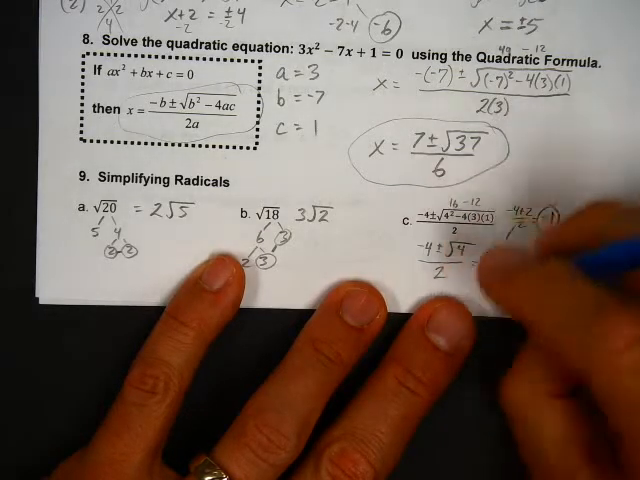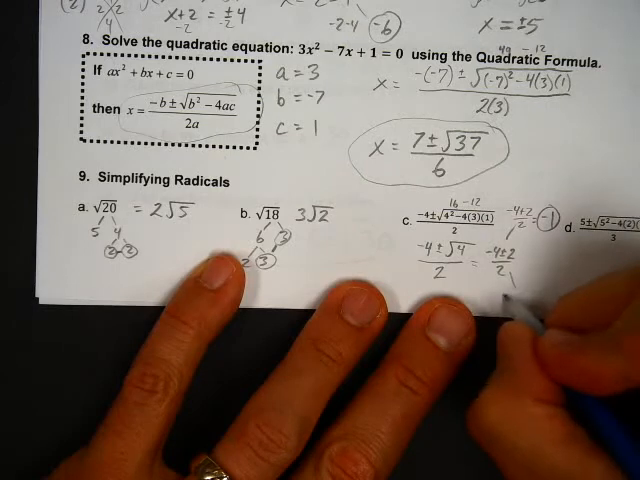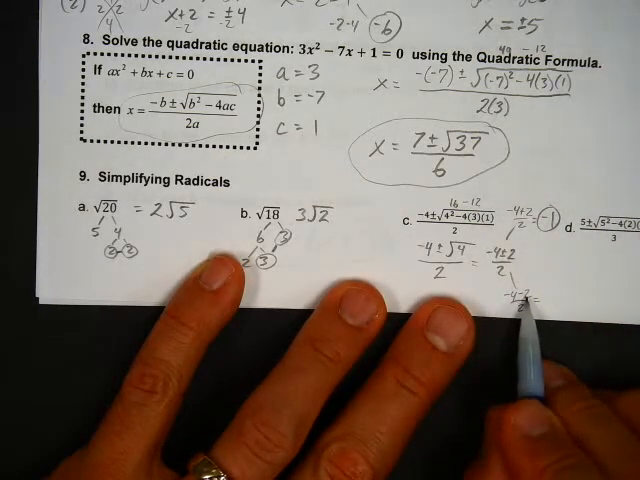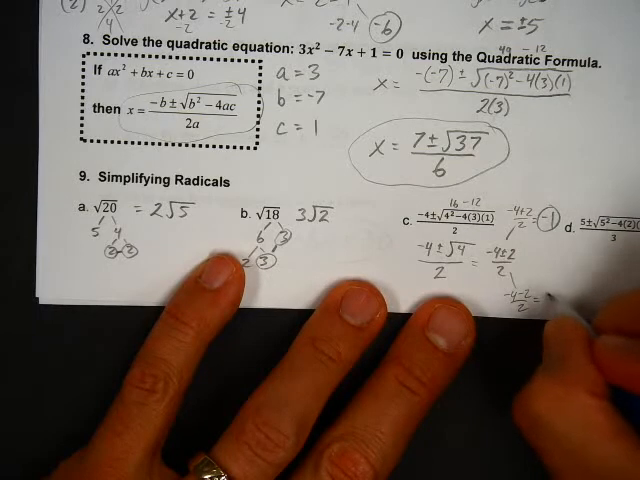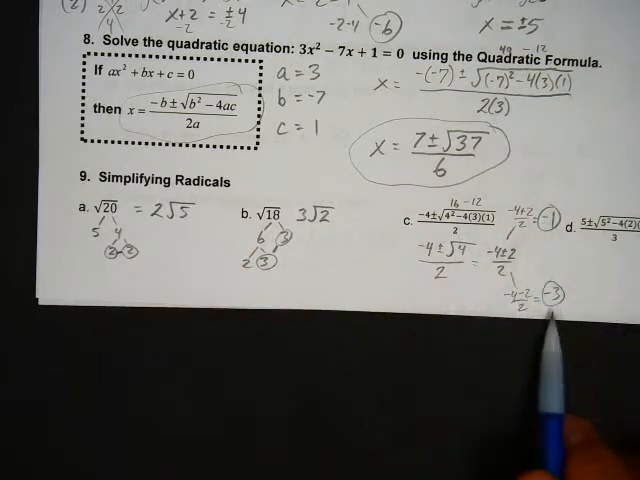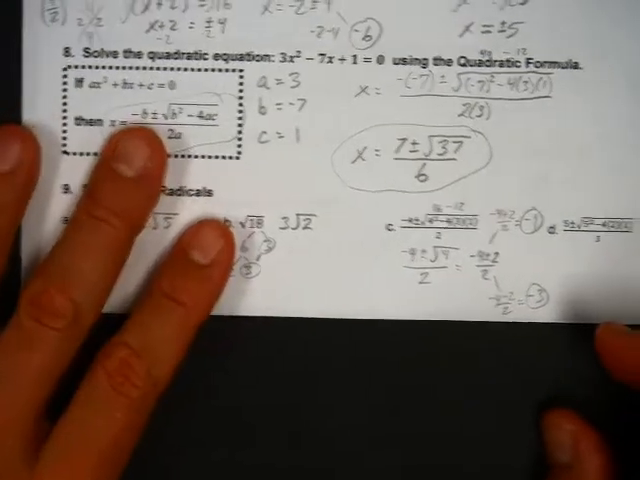-4, no, I did. Let's do it down here. -4 minus 2 over 2. Well, -4 minus 2 is -6. Divided by 2 is -3. So we have 2 solutions to this one, -1 and -3.